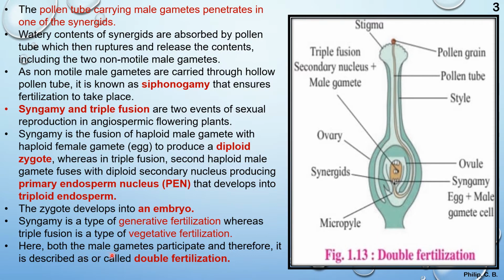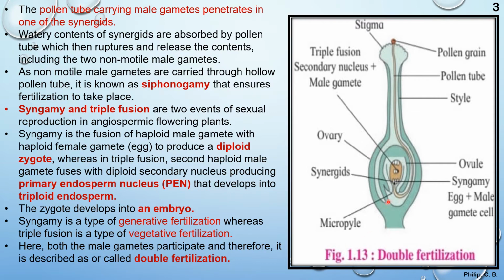Here both the male gametes participate, therefore it is described as double fertilization. As both the male gametes are involved in the fusion, they are termed as double fertilization. So you can see here the labeled diagram from the textbook.